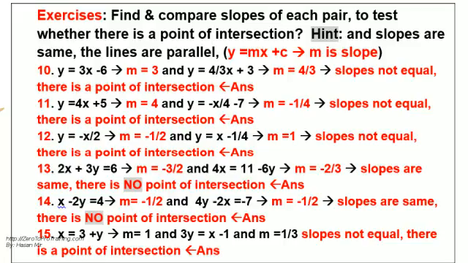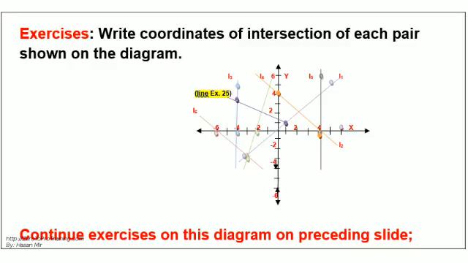Find the slopes of each pair, compare, and find the intersection. Solutions yield: exercises 10, 11, 12, and 15 are not parallel and have an intersection. 13 and 14 have the same slope, so no intersection. Continued, the coordinates of intersection of each pair are duly depicted on the diagram. Continue exercises on this diagram on the following slide 2.